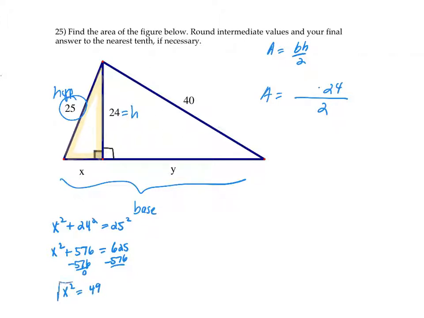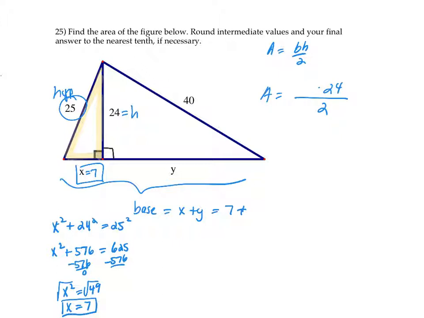Luckily for us, that's a perfect square, so the square root of 49 just gives us 7. Okay, so x is equal to 7. Alright, we're part way to finding our base, because the base is x plus y, so it's 7 plus whatever we get for y.